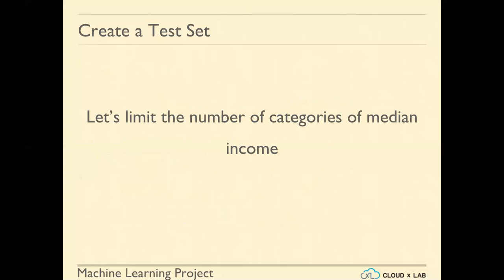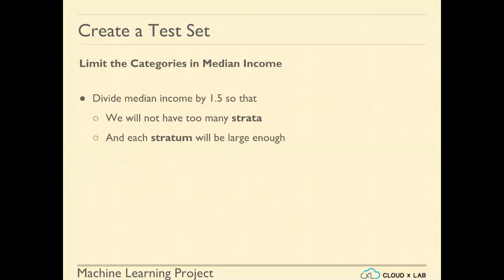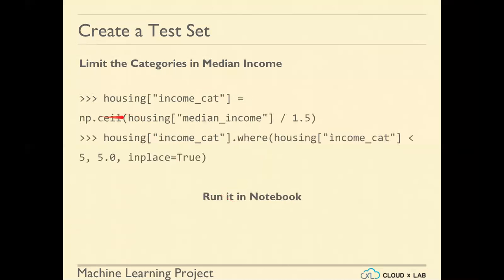So we're going to limit the number of categories of the median income. Let's divide the data by 1.5. If earlier the range was from 0 to 15, if you divide by 1.5, this range will shrink from 0 to 15 to 0 to 10. That is basically dividing median income by 1.5, so that we have a smaller range. This is something that we have done here.